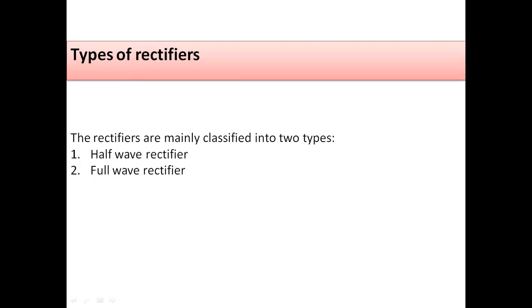Then come the types of rectifiers. Rectifiers are mainly classified into two types: first is the half wave rectifier and second is the full wave rectifier. In a half wave rectifier, only the first half of the sinusoidal signal is converted into direct current, and in a full wave rectifier, both the positive and negative half cycles are converted into direct current.